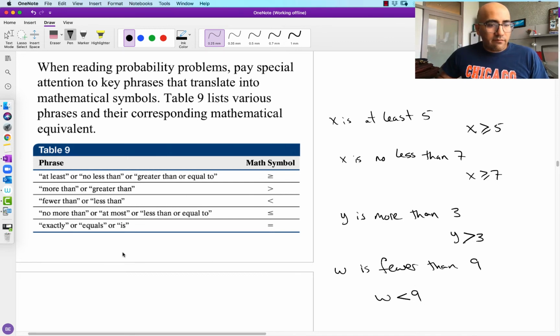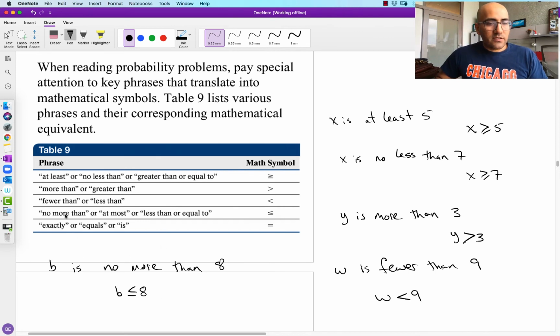Good. And then finally, no more than, at most, or less than or equal to. That means that we got to go below that value, but we also get to include it, right? So if we say Q, well, let's not use Q because that might get confusing. How about B? B is no more than 8. That means we got to go to 8 and below, but we include the 8. So this translates into B is less than or equal to 8.